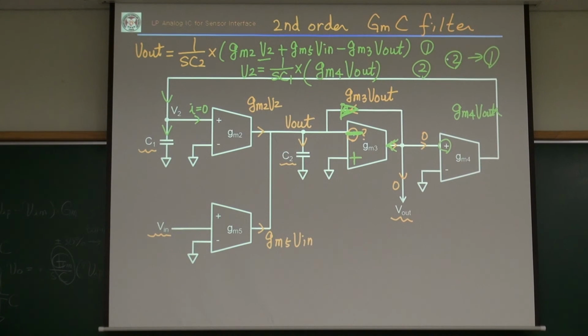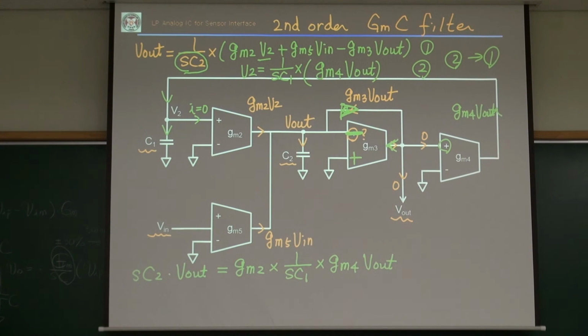Say I can calculate the V out. So let me multiply SC2 at both left and right terms of equation 1. So this is SC2 V out equal GM2 V2. V2 is only 1 over SC1 GM4 V out. Oops. Uh-oh. This is another wrong.